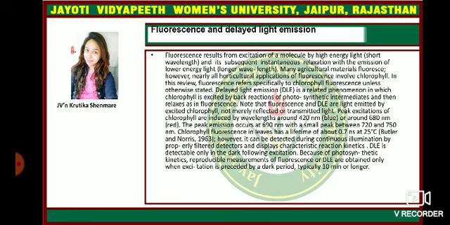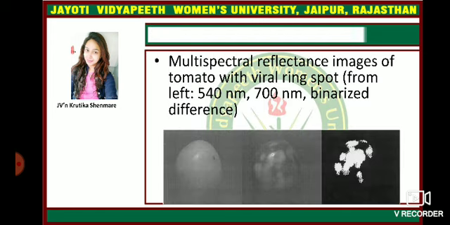Fluorescence and delayed light emissions. Fluorescence results from excitation of a molecule by high energy light and its subsequent instantaneous relaxation with the emission of lower energy light. Many agricultural materials fluoresce; however, nearly all horticultural applications of fluorescence involve chlorophyll. The multispectral reflectance images of tomato with viral ring spot are shown in the figure below.